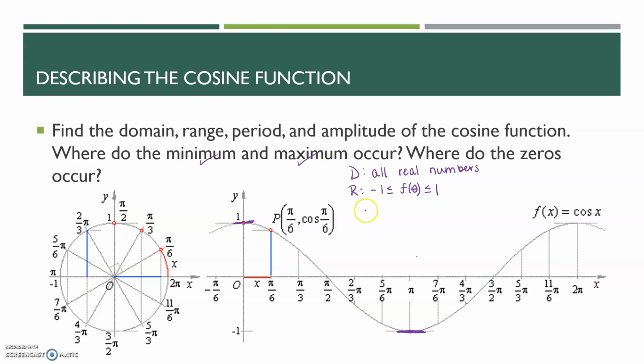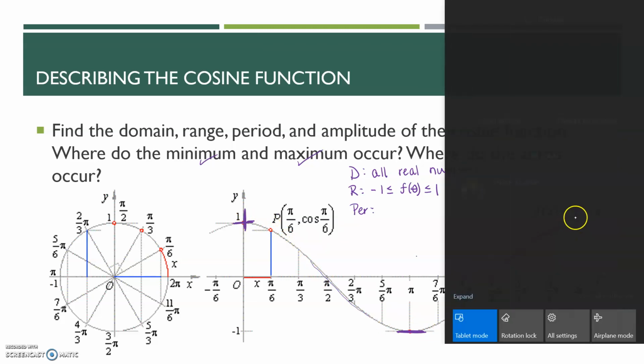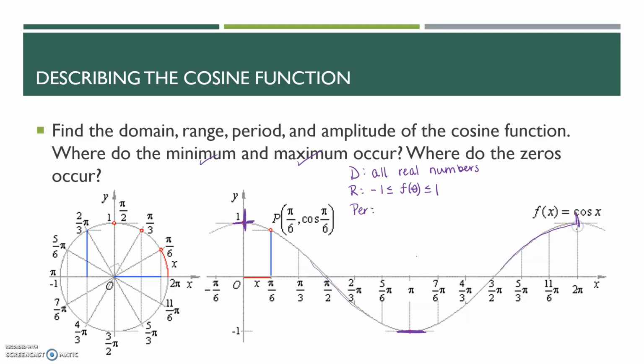The period, remember the period is how long does it take for one cycle to complete. So if I say my cycle is starting right here, I'm going to follow this down and around, and it ends right here. So to get from the start to the end of the cycle, it's 2 pi.